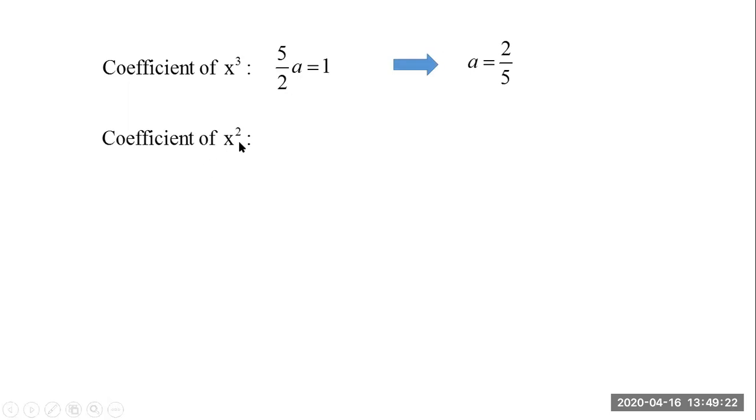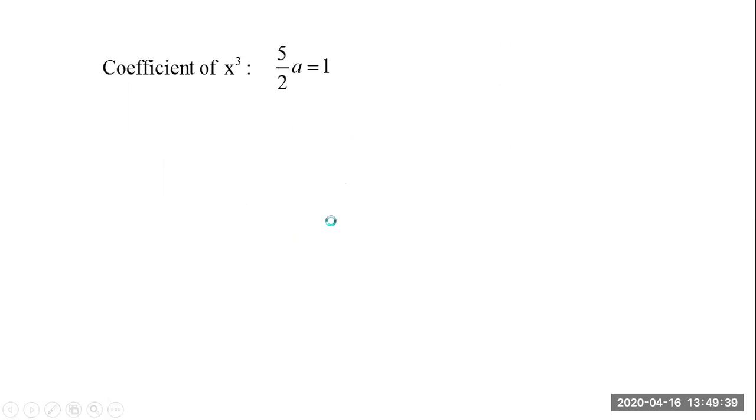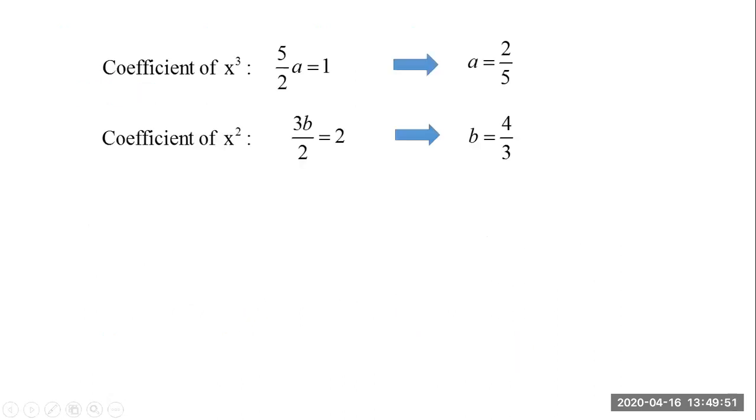The coefficient of x square in the right hand side is 3b by 2. In the left hand side it is 2. So we get b as 4 by 3. The coefficient of x in the right hand side is minus 3a by 2 plus c, and the left hand side is minus 1.